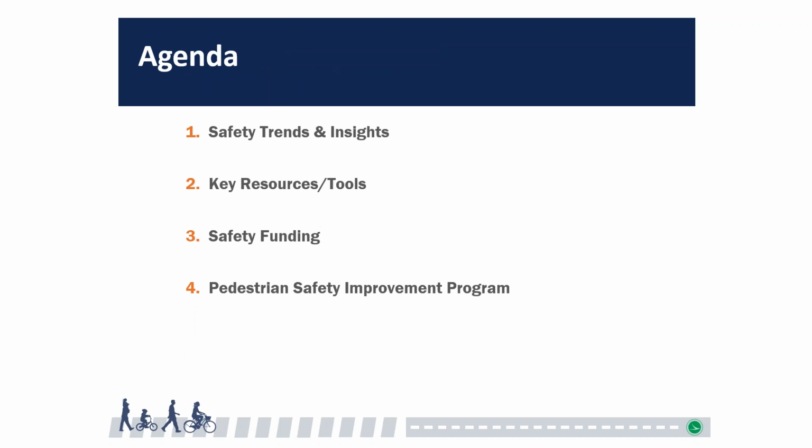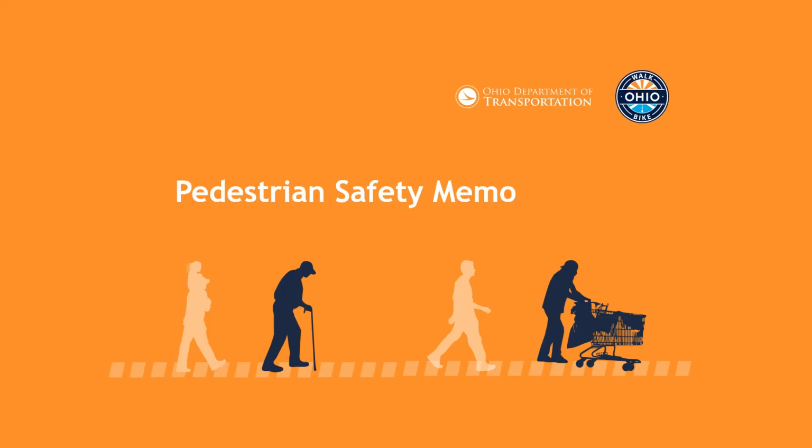Just the agenda for this early part: I'll go through some key trends that we've seen in Ohio, some key resources. We've already covered funding, and then I'll go through the pedestrian safety improvement program itself. So, out of our pedestrian safety memo, which can be found online, and we can distribute that at some point.